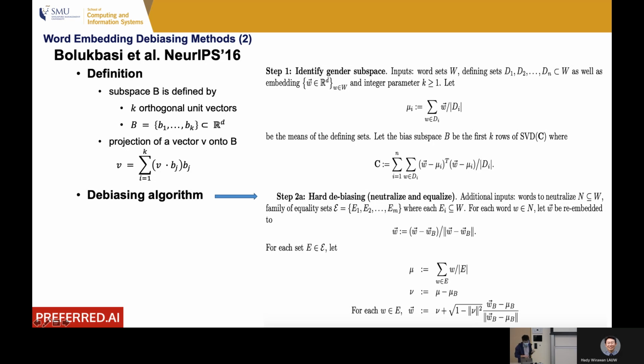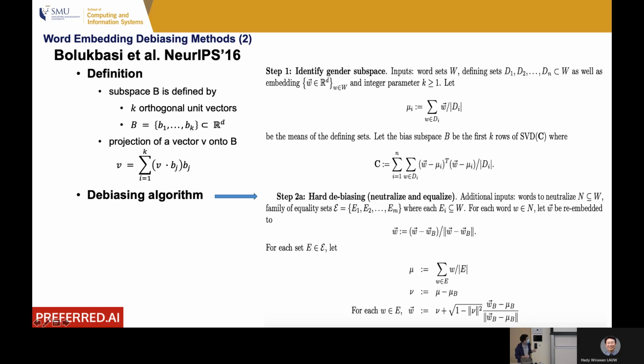In this step, there is also an additional input, which is the word set N to neutralize, and N is a subset of W. For neutralize, W here is the original vector learned by word2vec or GloVe or something else, and WB here is the projection of W onto the subspace B. The neutralize algorithm is just: take W minus WB and normalize by the length of this vector to make the vector unit length.